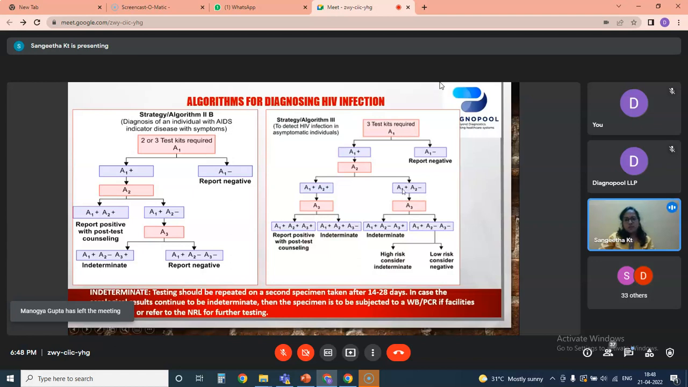Now next, if the first test is positive and the second is negative, we perform a third test. Again, first test positive, second negative, third positive, we give it as indeterminate. And if first test positive, second test negative, third test negative, we need to think about whether it is a high risk case, then you can consider it as indeterminate. But if it is a low risk case, you can consider it as negative. So these are the various algorithms which are recommended by NACO for surveillance, for screening and for diagnostic purposes.